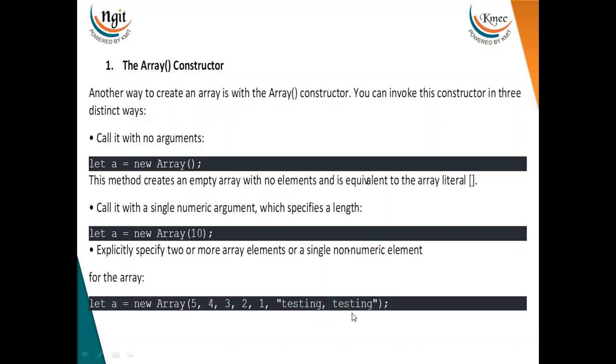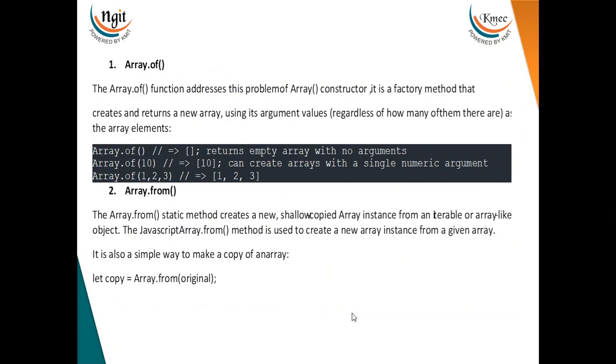We can give non-numeric elements also in the same array, as we are declaring the variable with let, it will accept them. The other two ways here are the Array.of and Array.from functions. Array.of addresses the problem of the array constructor, that is, a factory method that creates and returns a new array using its argument values.